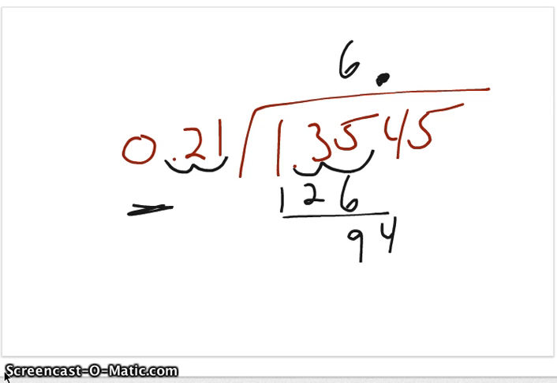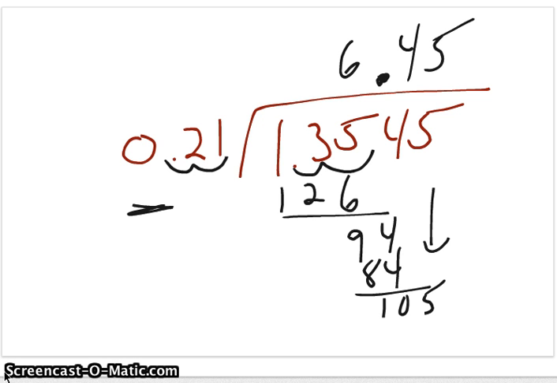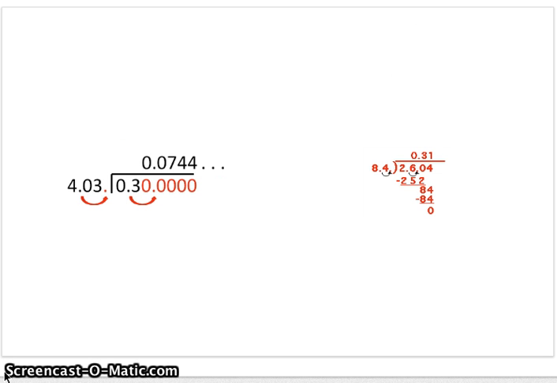Okay, now I've got 94 divided by 21. Bring down 5. Okay, so 1,3545 10,000ths divided by 21/100. I multiplied the divisor by 100, the dividend by 100, and I got an answer of 6 45/100.